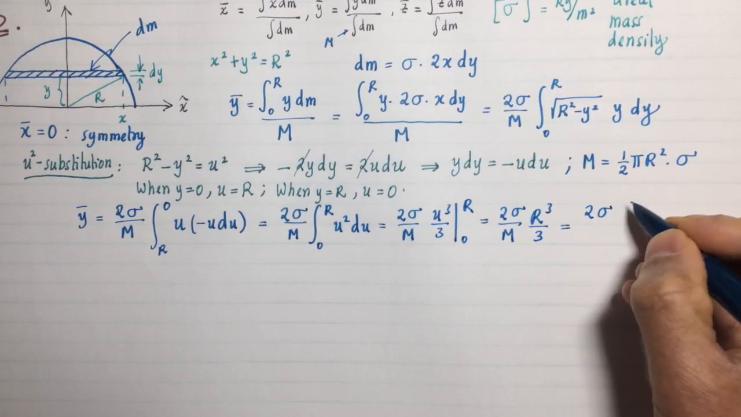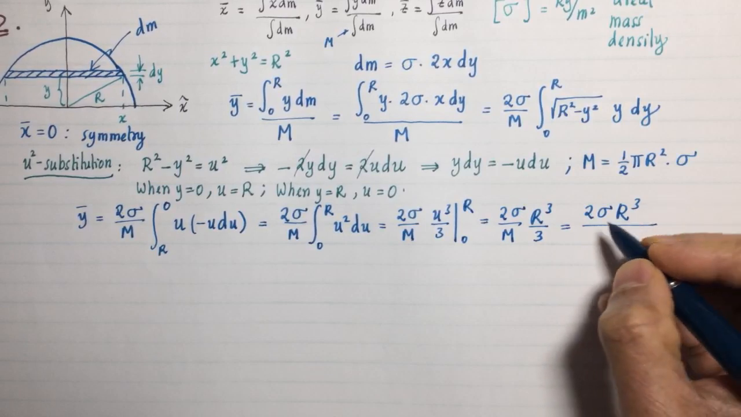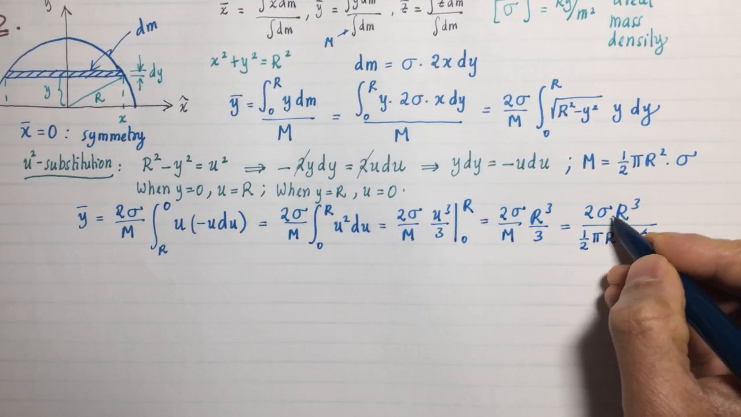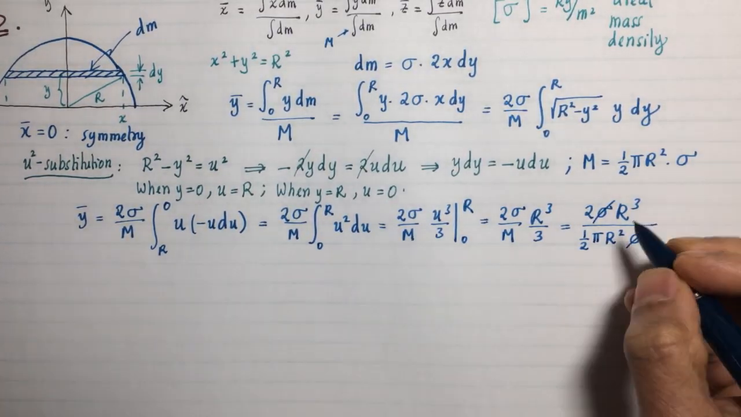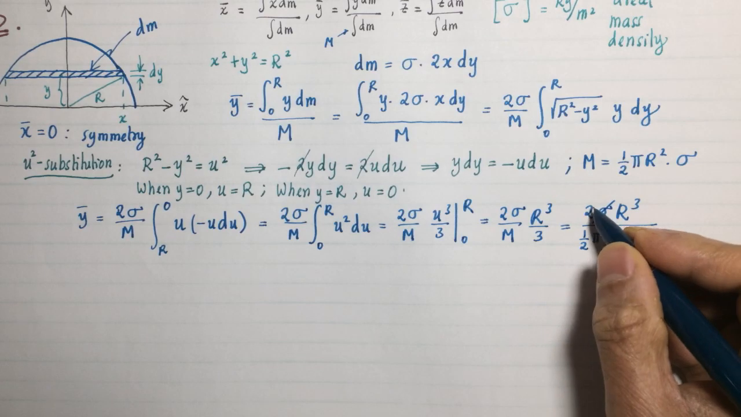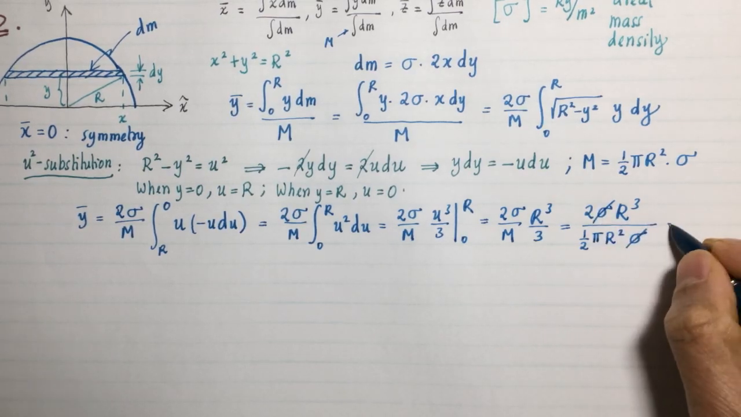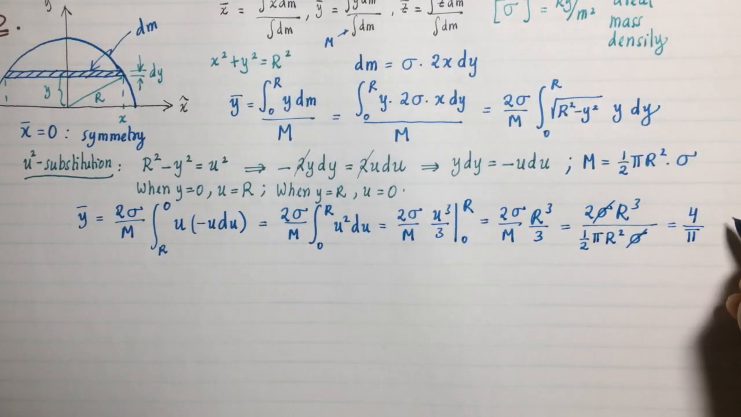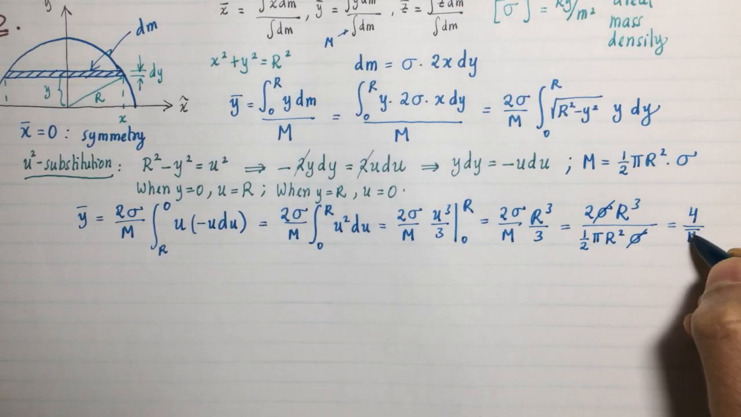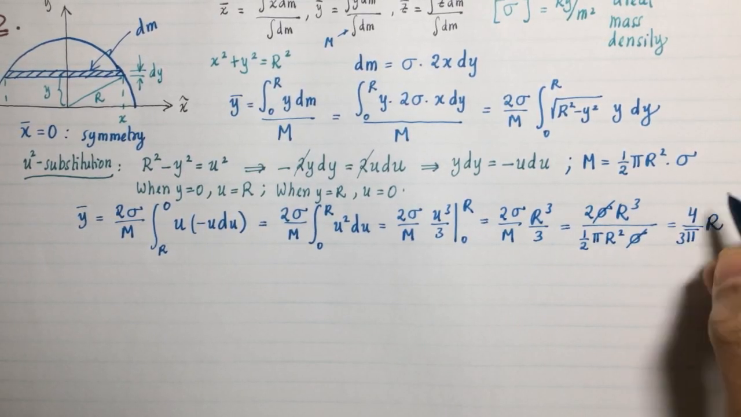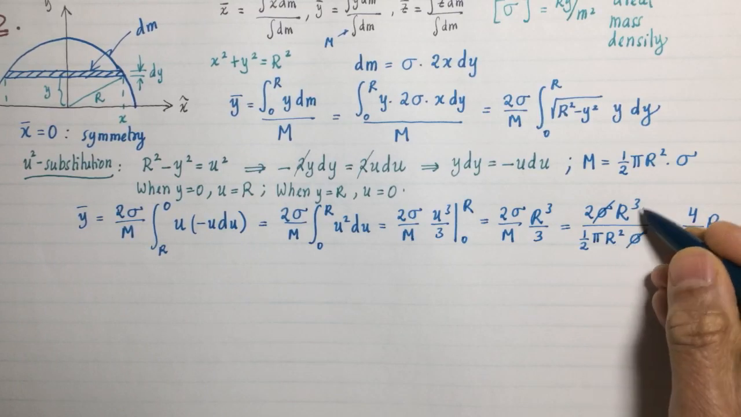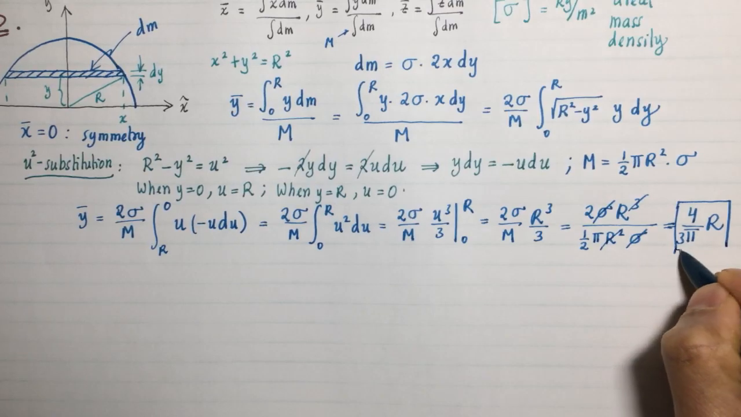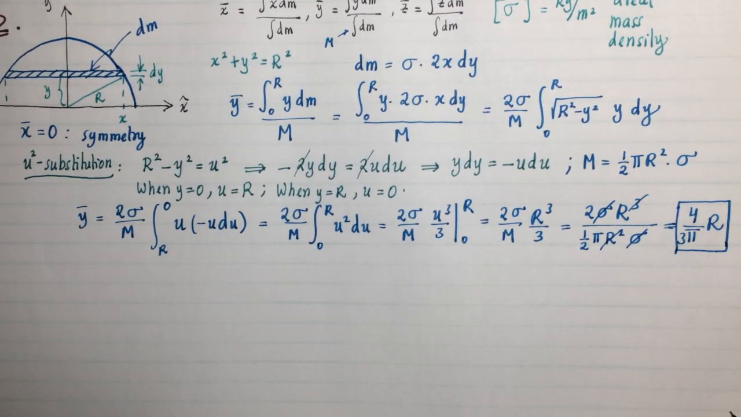So I'm going to get 2 sigma r cubed over 1/2 pi r squared sigma. Observe the sigma cancels out, and the 2 and the half in the denominator goes upstairs and becomes 4. So I get 4 over pi. Sorry, there's a 3. 4 over 3 pi r, because you have an r cubed there and an r squared, so I ended up with an r. So that's our y coordinate of the center of mass, and the x coordinate is 0.